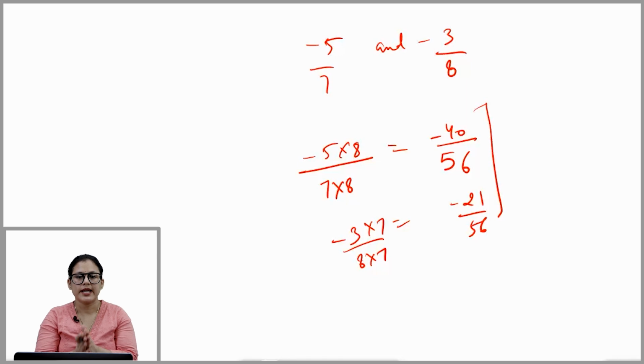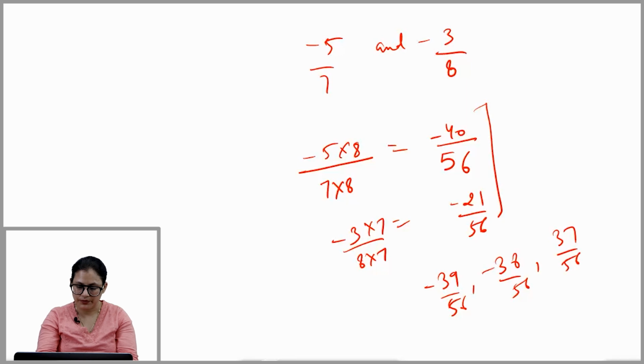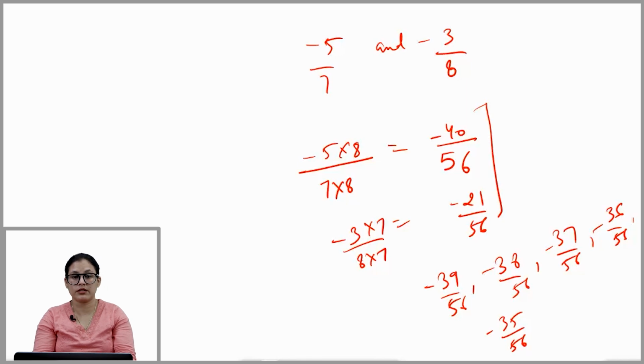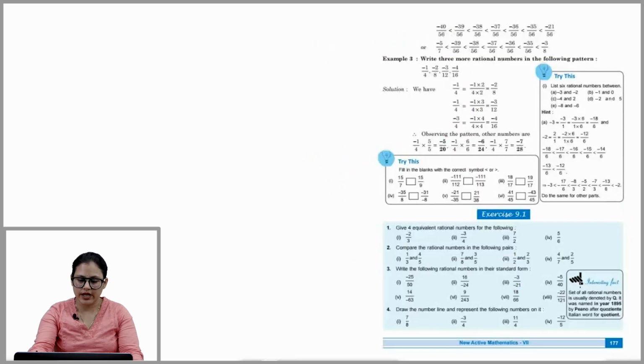You can write any rational number, because there are many rational numbers between two numbers. So, you can write minus 39 by 56, minus 38 by 56, minus 37 by 56, minus 36 by 56, minus 35 by 56, and so on, because there are so many rational numbers between these two numbers. So, these are the rational numbers.